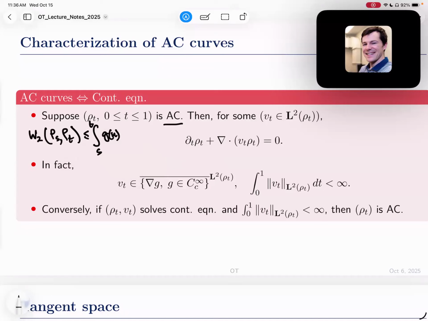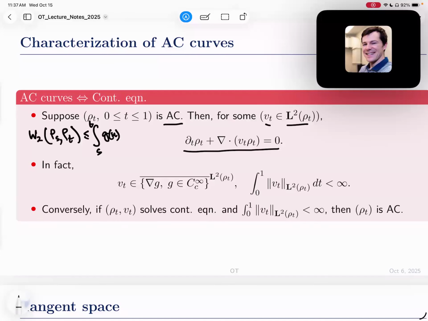This is hard to verify because we have to compute the W2 distance between each one of them. It's just an impossible task. But this you don't need to. All you need to show is that for some velocity field where v t is in L2 of rho t, it satisfies the continuity equation del t rho t plus divergence of v t rho t is equal to 0. This is much easier because I just have to do some derivatives and integrals to solve this.